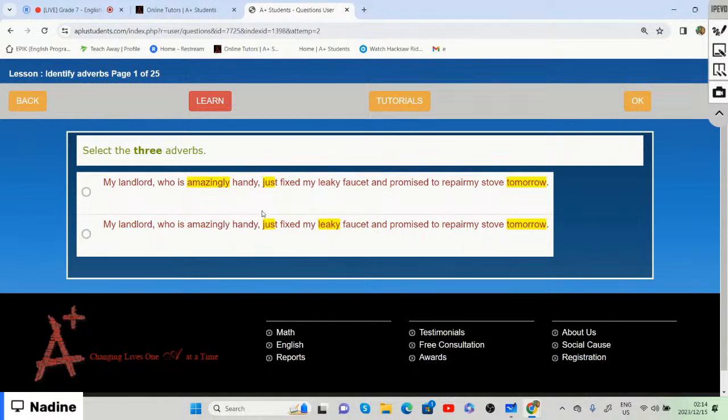So we now need to select the three adverbs. Is it option one, which is amazingly, just, tomorrow? Or is it option two, just, leaky, tomorrow?